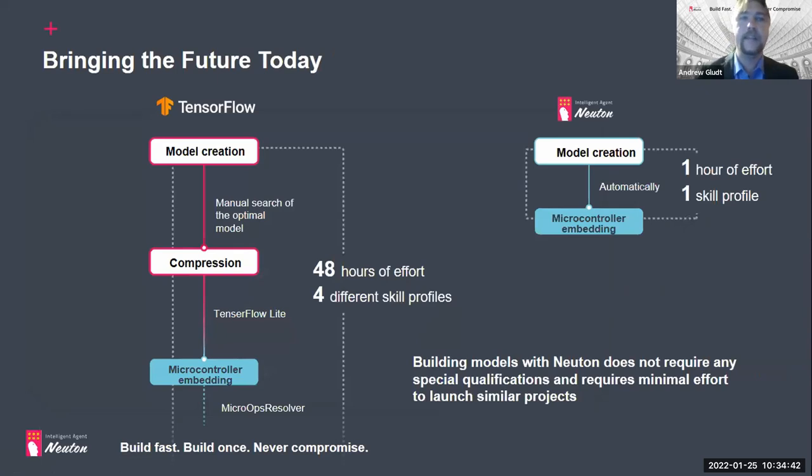When we look at the traditional way of creating models, we'll go through model creation, we'll do manual search, we'll do compression, and then embed it into the microcontrollers. So this could require a lot of different skill sets. And then when we look at Newton, we're able to create the model automatically and embed very quickly. So we only need the skill set of one person.